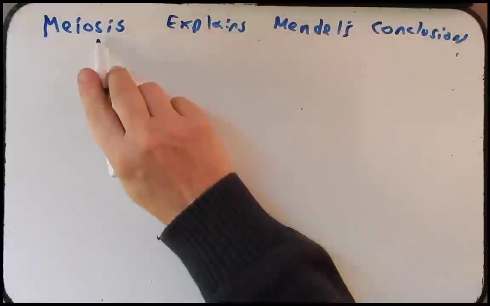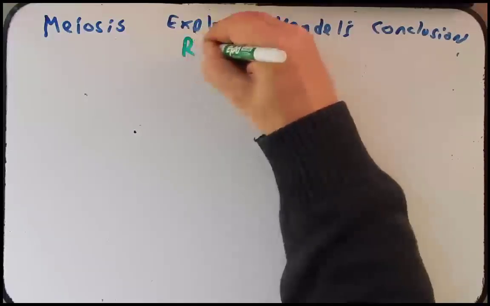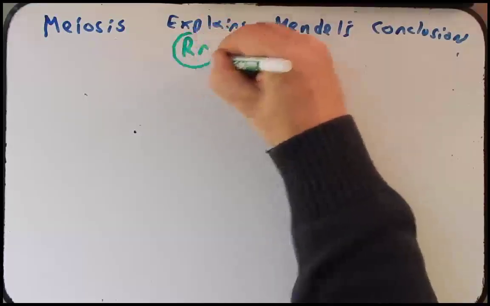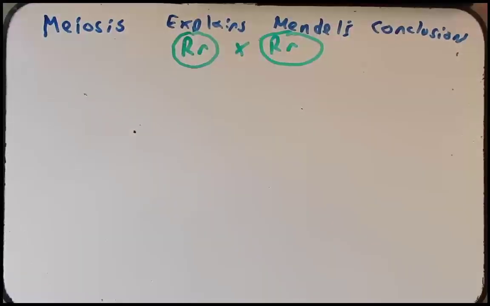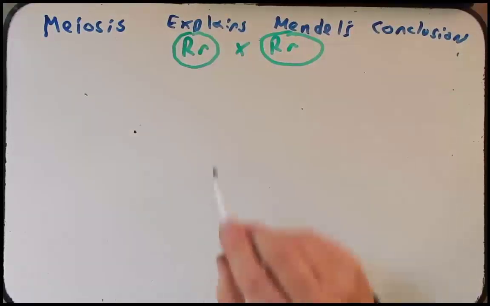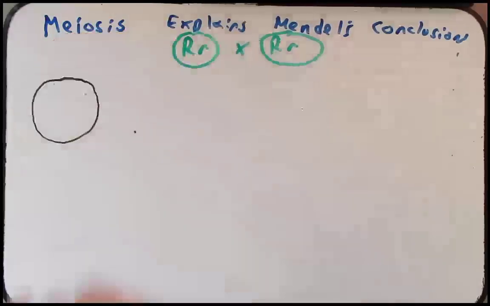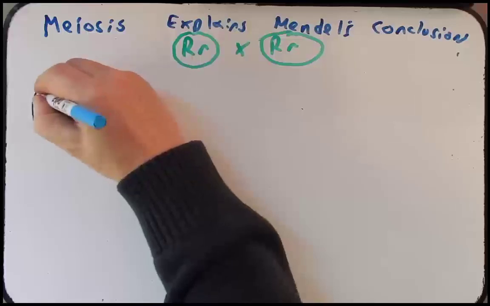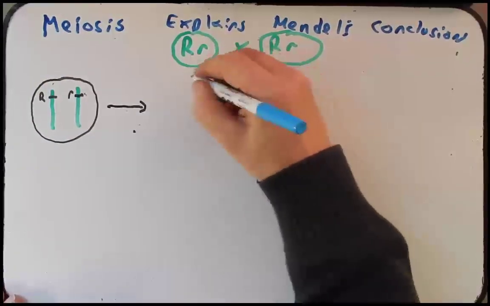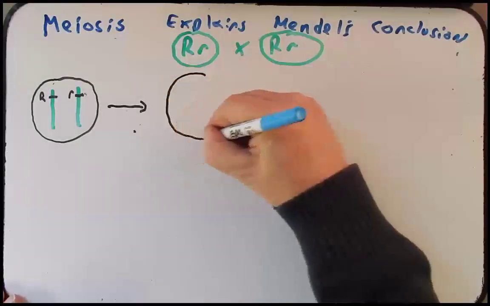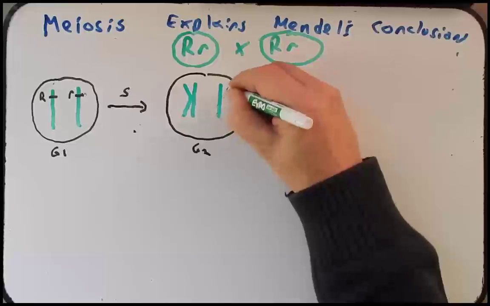So in showing how meiosis explains Mendel's conclusions, let's consider his F1 cross, where he took a big R, little r, round-seeded plant, and he crossed it with a big R, little r, round-seeded plant. Since these are identical, I'm only going to talk about meiosis with one of them. So here's what the cell looks like. In G1, we have these 2 chromosomes where we have big R and little r. It goes through S phase, and it's sitting here at G2. And because it went through S phase, remember, we have 2 copies of each chromosome.